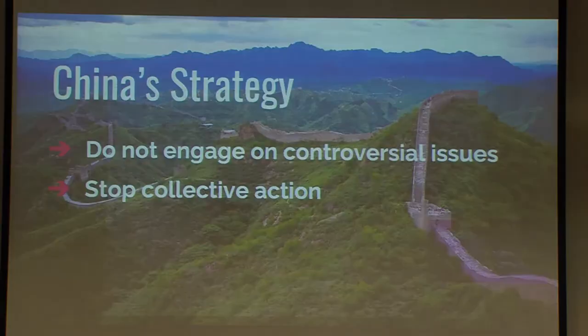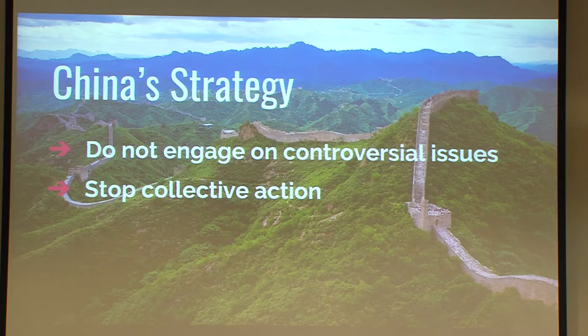And so you can summarize China's strategy really simply into two things. One, don't engage on controversial issues. Don't censor criticism. Don't argue against critics. And the second is stop collective action. Remove online discussions of collective action. Distract when collective action has happened.